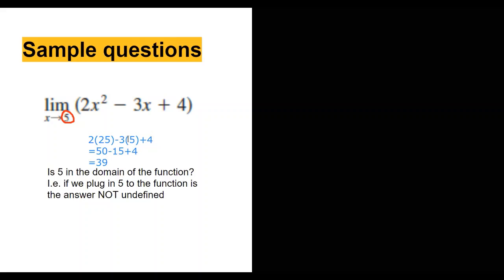So the answer we get here is not undefined. There is a concrete value for it. So in that case, if we get a concrete value, it means that this number, which here is 5, lies in the domain of f of x. So we plugged 5 into f of x and then we got a finite value.